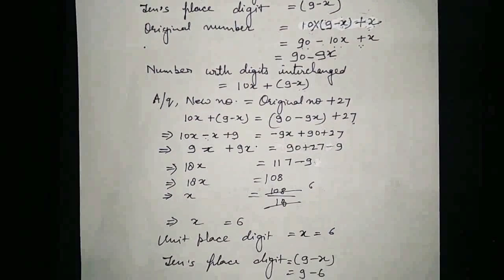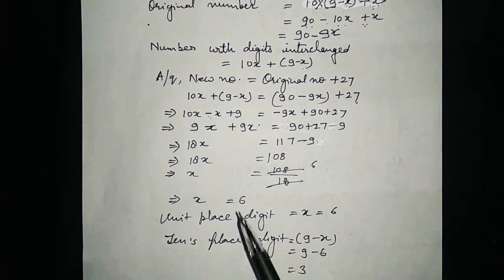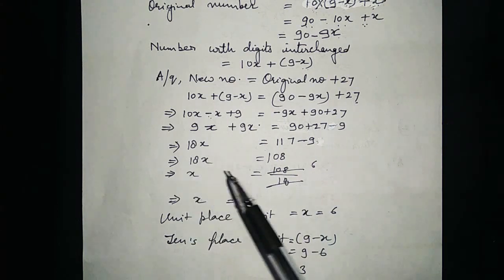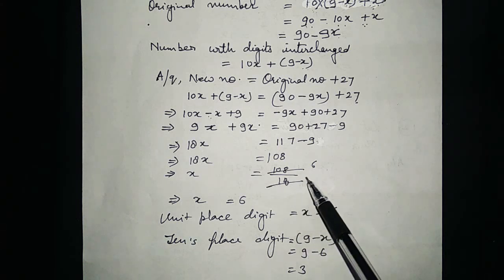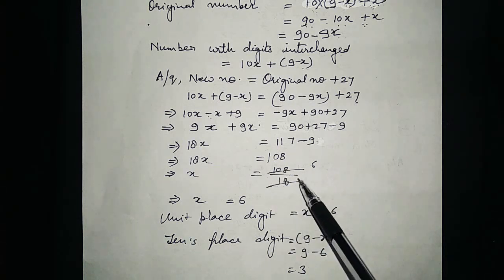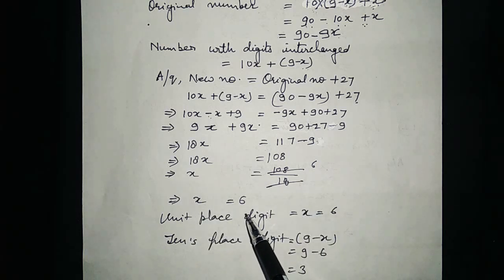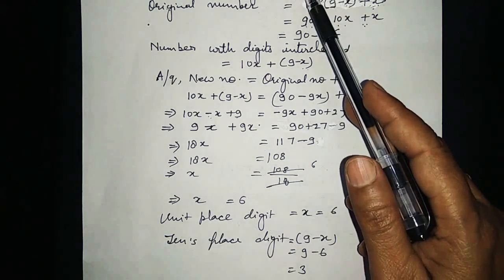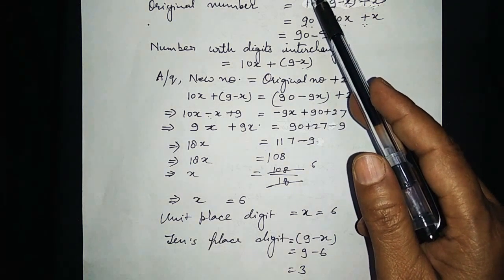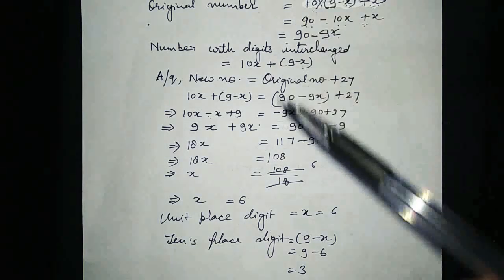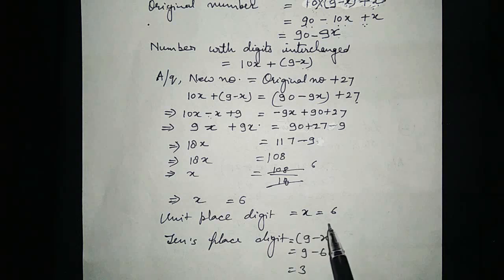And now in the next step we see that 18x is equal to 108, and after transposing 18 to the right hand side we will get 6 after reducing 108 upon 18. So the value of x is 6. x is the digit which is at the ones place, and we want to find out the 2-digit number. So if we know the unit place digit, then the tens place digit we can find out.